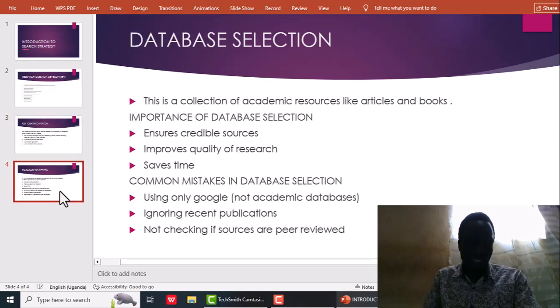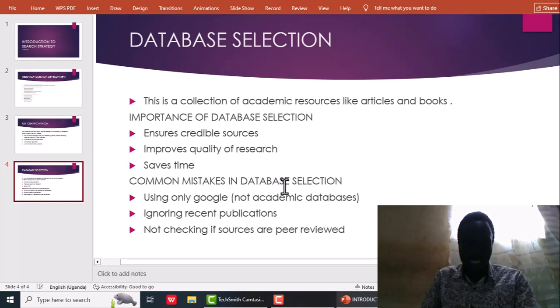Then in the next one, we are looking at database selection. How best can you choose a database? A database is a collection of academic resources like articles and books. That's what I mean by database. Then the importance of database selection. One, it ensures credible sources. When you do database selection, you come out with credible, recommended sources. Then it improves the quality of research. By the time you do selection, you're going to come up with the best research out of the many, something of so much importance. Then it saves time. You don't struggle a lot because you know where to get the information from.